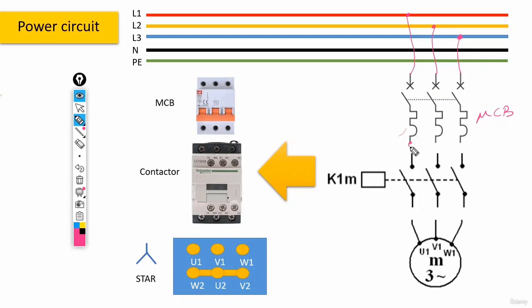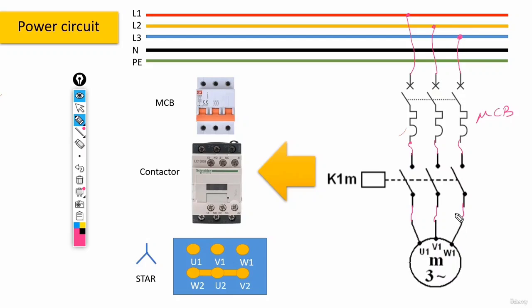And obviously, we need to connect the MCB breaker to the contactor, more precisely to the L terminals. Then on this side, we would have the T terminals, and they would be connected to U1, V1, and W1.